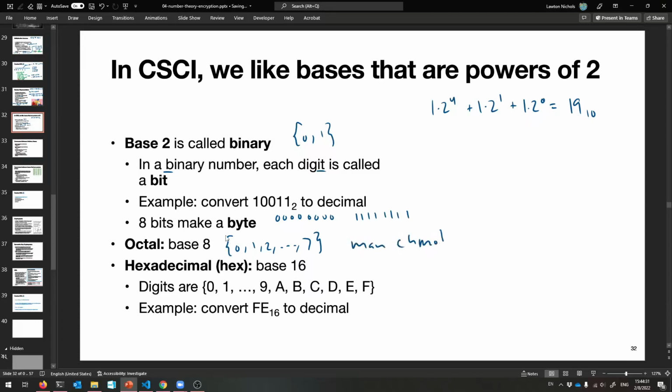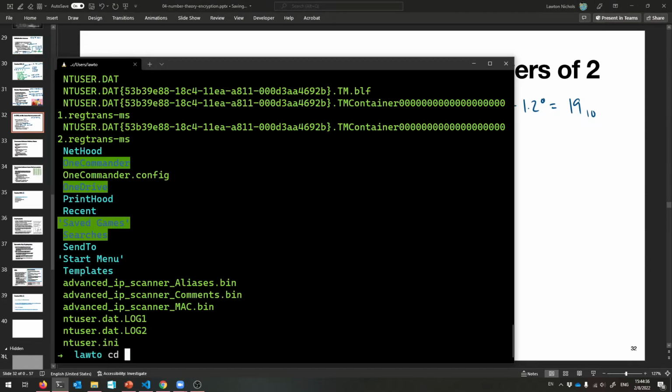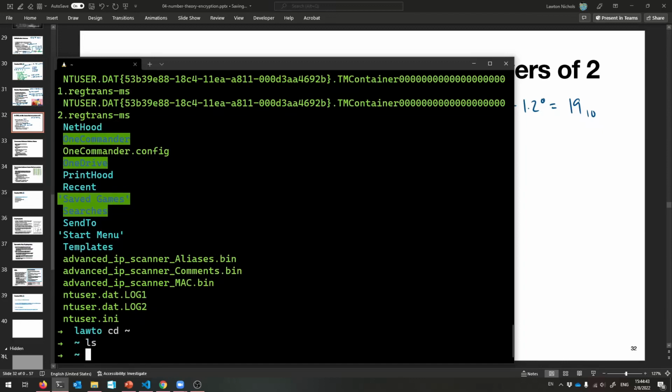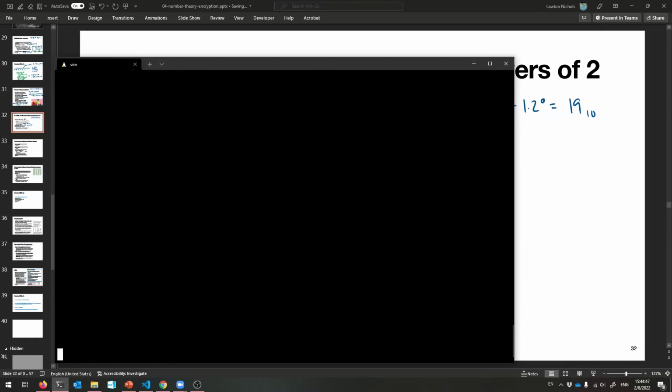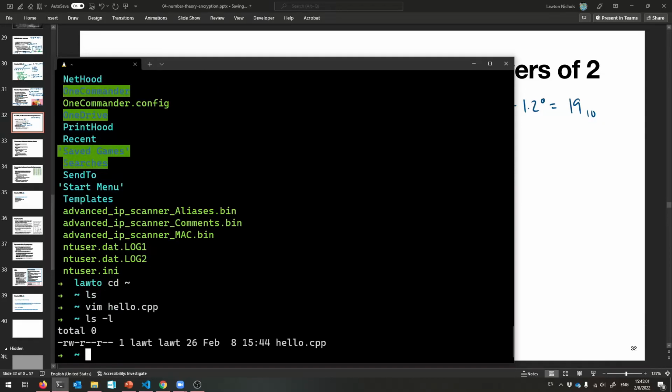Man chmod. When you have a folder, for example, let's see, where am I? Let's go somewhere that we care about. Or let's go to my home folder. I don't think I have anything here, but let's make a sample file. A very silly looking file. There. Empty file. If I do ls -l, here are the permissions for that file.